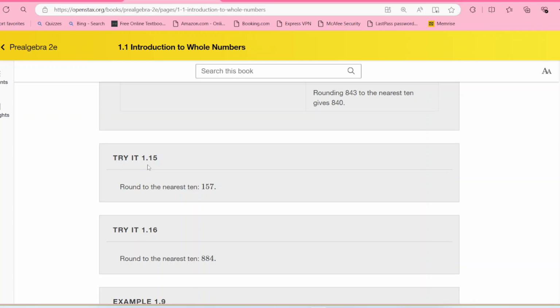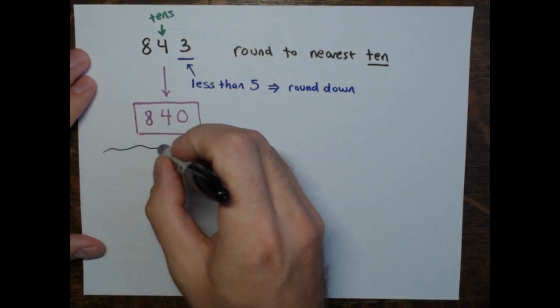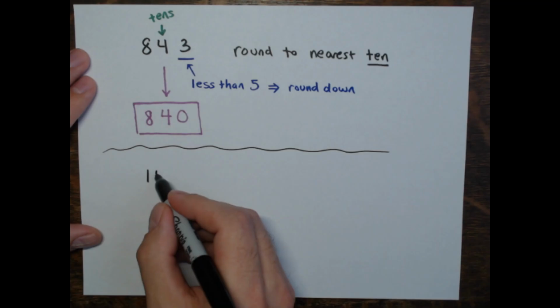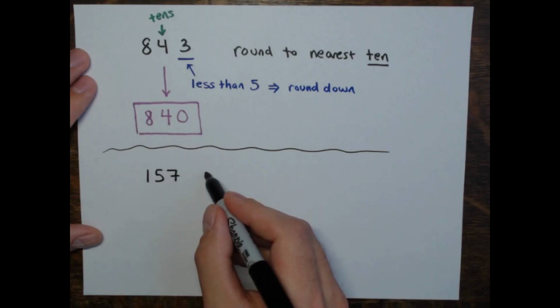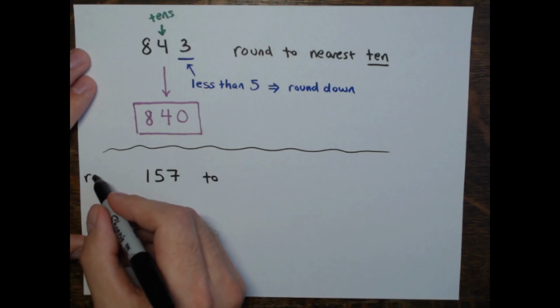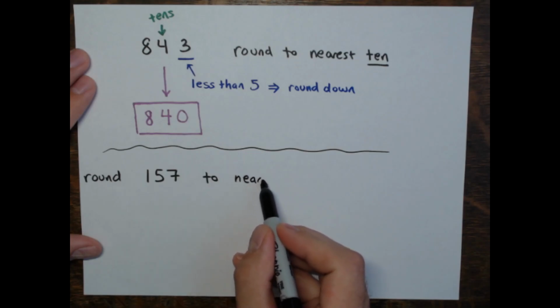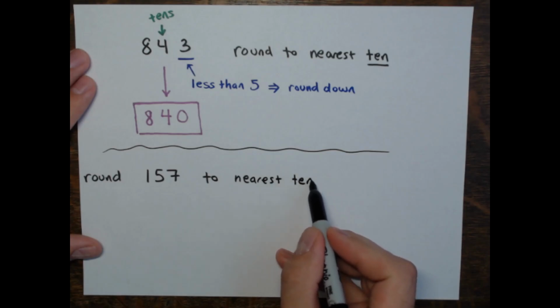So try it 1.15. We're asked to round to the nearest 10 again. I'm sure we'll get to other decimal places than the 10 coming up. And the number we're given is 157. So I'll just stick to the same page here. So try it 1.15. We're asked to round 157, so I'll put the word round here, round 157 once again to the nearest 10.